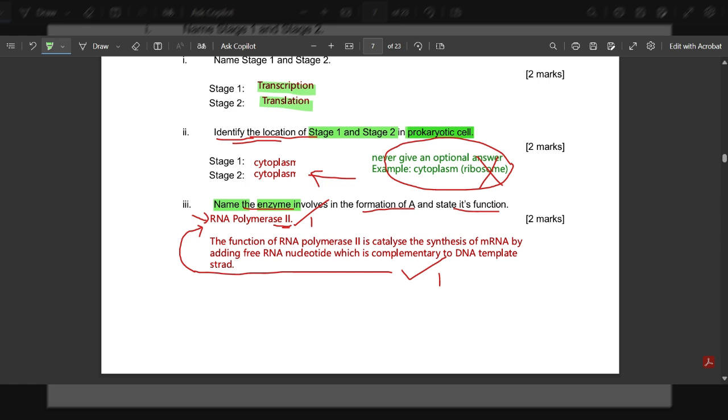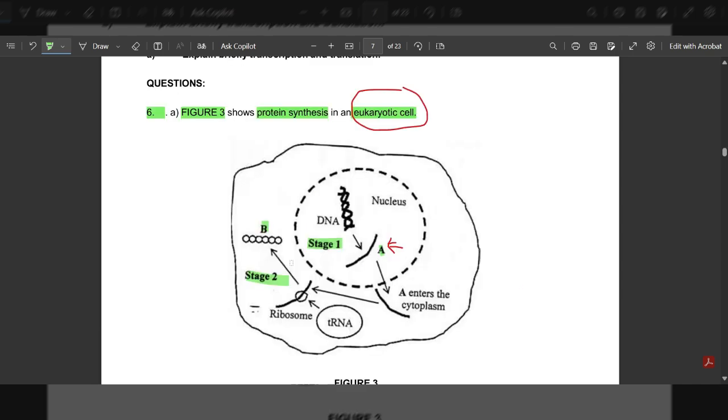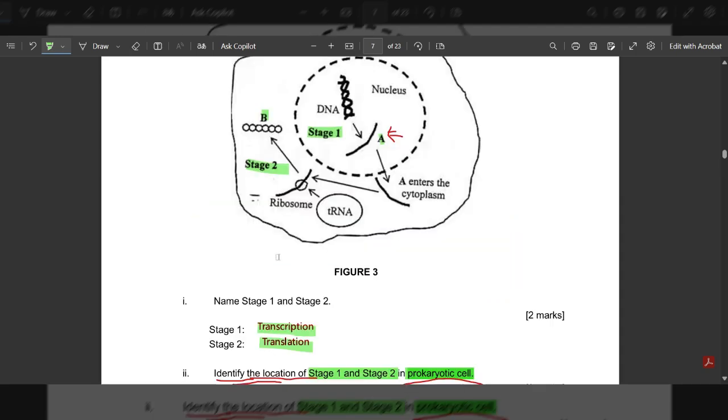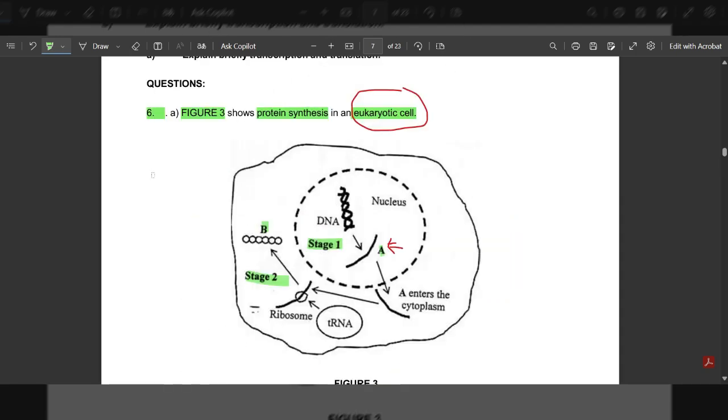Okay, so what are the keywords for the RNA polymerase 2 function? Catalyze. Yes, that is the first keyword. Catalyze the synthesis of mRNA by adding free RNA nucleotides. You must have the words free RNA nucleotides and complementary to the DNA template strand. So these are all the keywords that you must write when it comes to the function. Okay, so that's it for questions 6A1, 6A2, and also 6A3, which discuss the general introduction to protein synthesis.